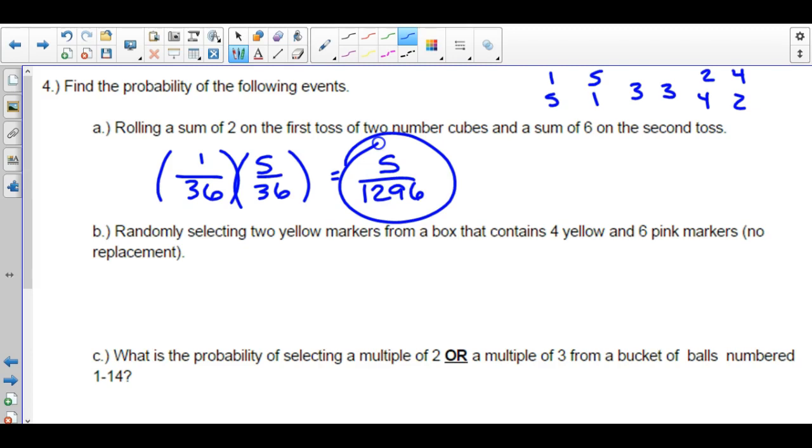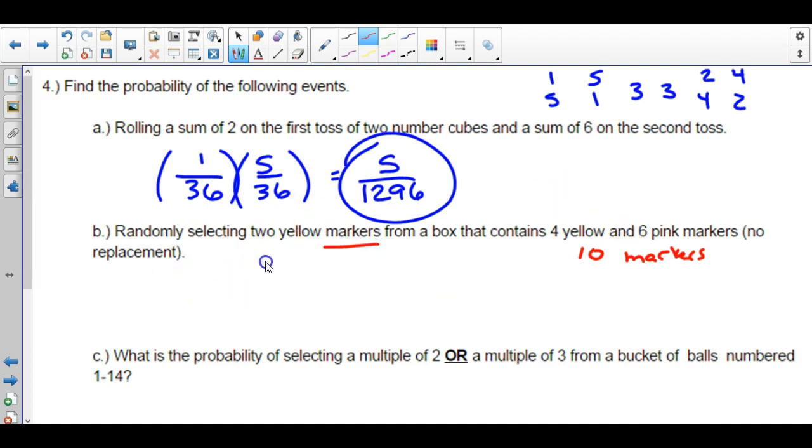So for the next one, we're going to switch to looking at markers. So it looks like I have 4 yellow markers and 6 pink in a box. So that is a total of 10 markers. Now we're going to be choosing these with no replacement. So I want to know the probability of randomly selecting 2 yellow markers from this box.